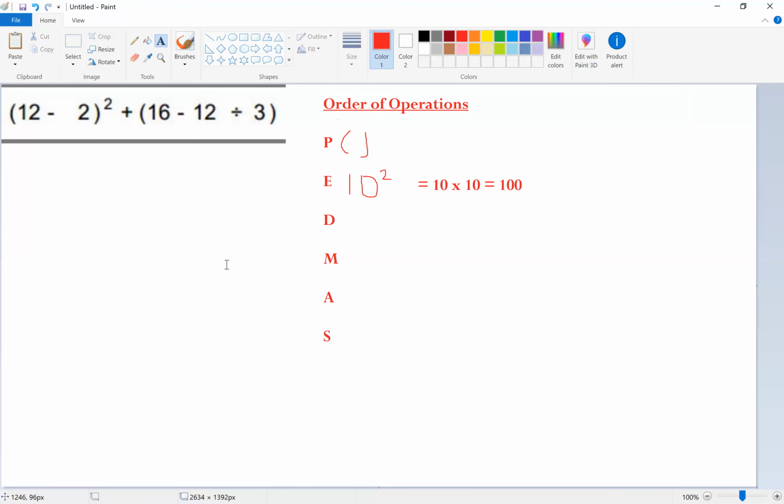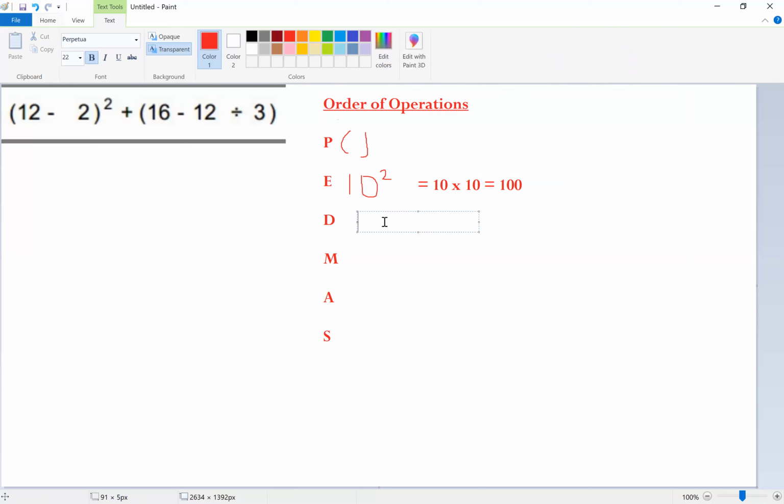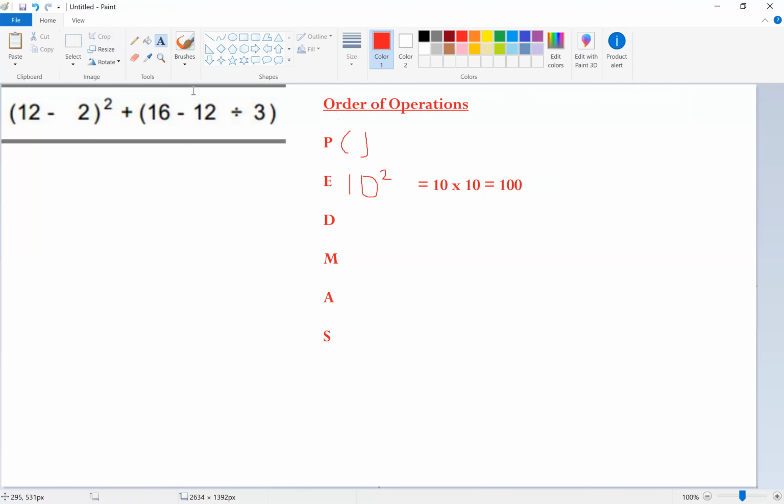Then we have division, right? Pretty simple. Division comes next. After division, M for multiplication. So I put this on here to remind you, division, and then we do multiplication. And then A is for addition, which is plus, and S is for subtraction, which is minus. So this is the order we do things in a math question, so that you know what you have to do first. Now, if there's no parentheses or no exponent, you can move right on to division.